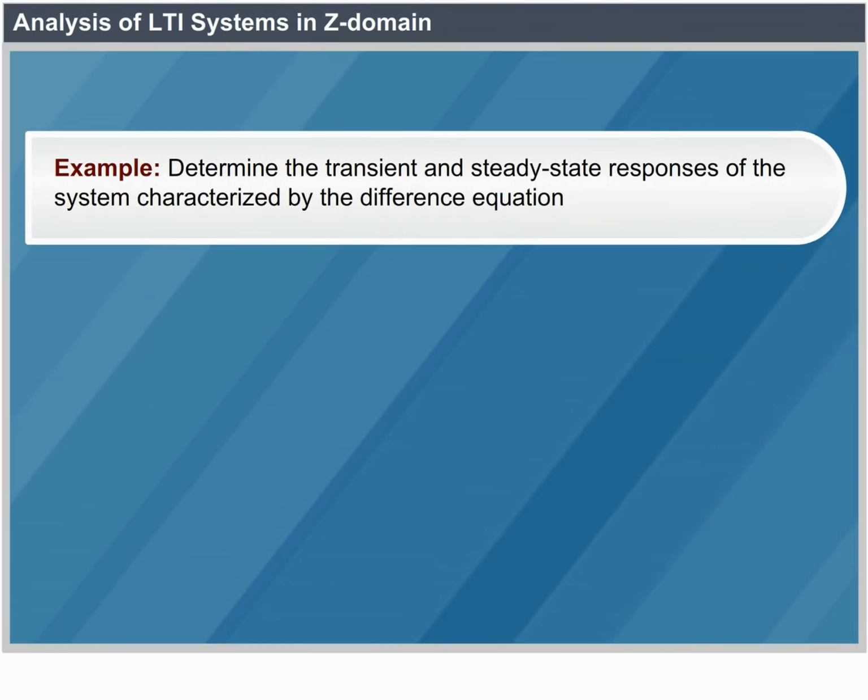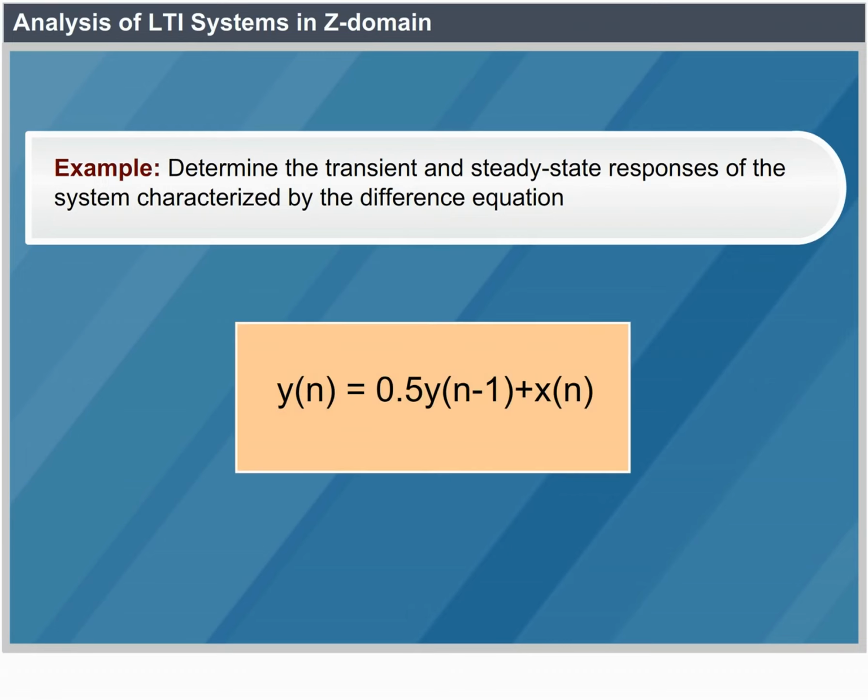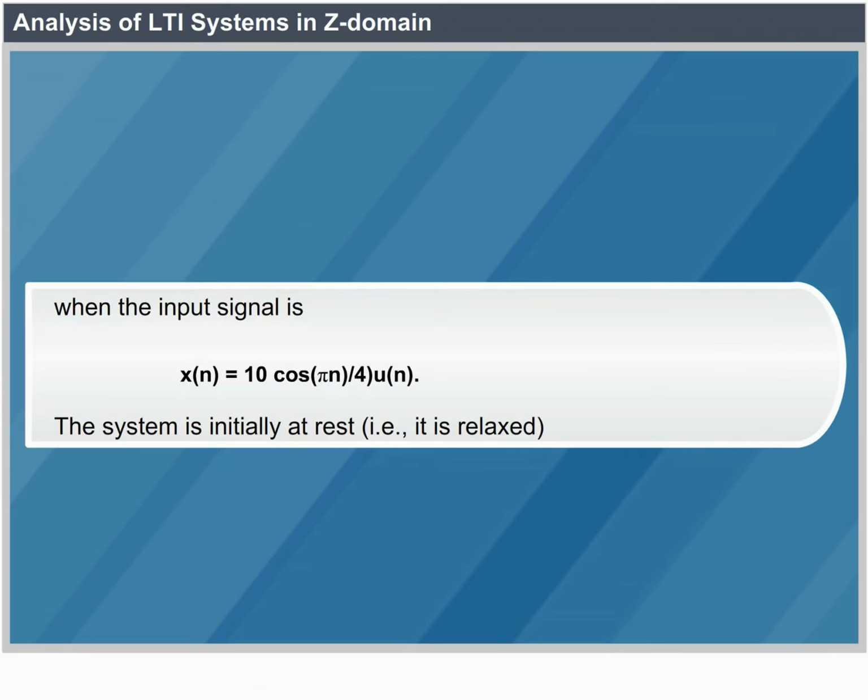Example: determine the transient and steady state responses of the system characterized by the difference equation y(n) = 0.5 y(n-1) + x(n), where the input signal is x(n) = 10 cos(pi n / 4) u(n). The system is initially at rest, that is, it is relaxed.